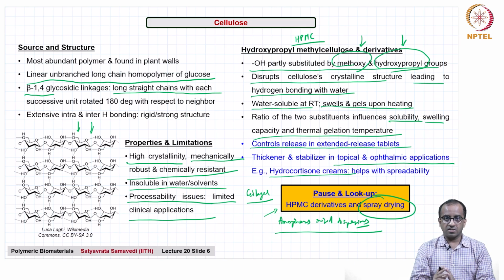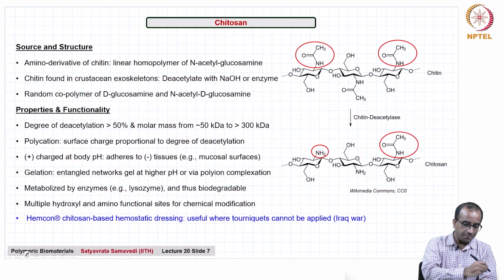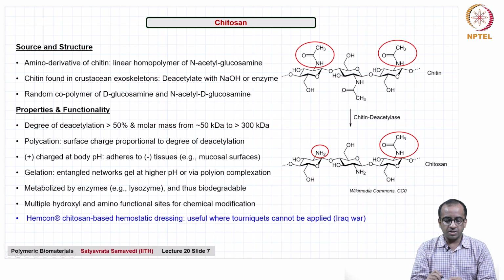So, now that is cellulose. We will next look at back to back two charged polysaccharides. One is a positively charged polycation, the other is a negatively charged polyanion. One is chitosan, the other is alginate, to further look at how charge plays an important role not just in its properties but also in its function and performance. So, we are moving to chitosan.